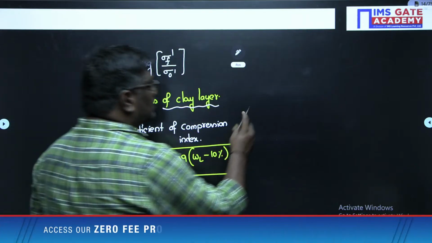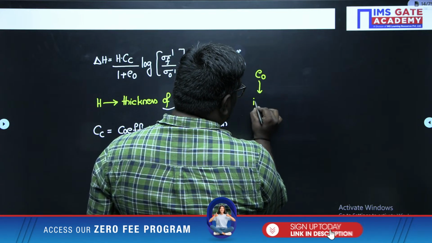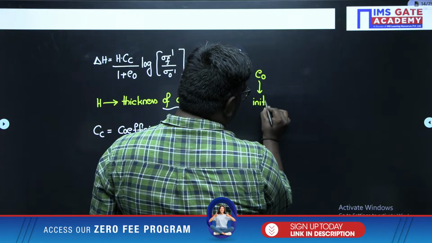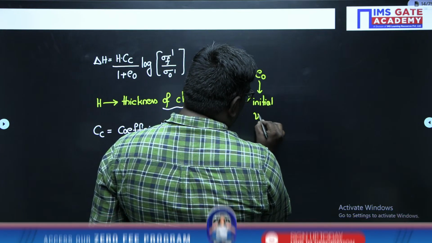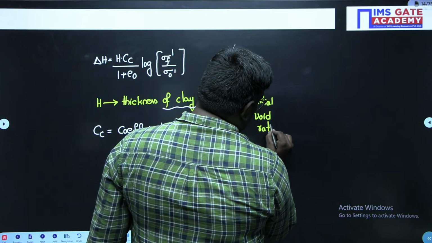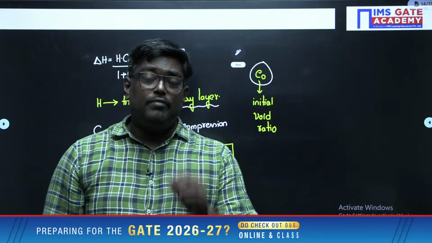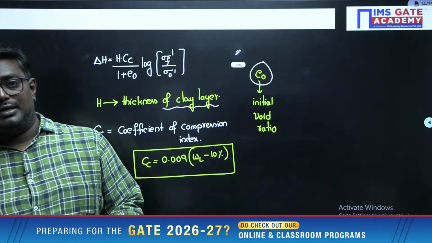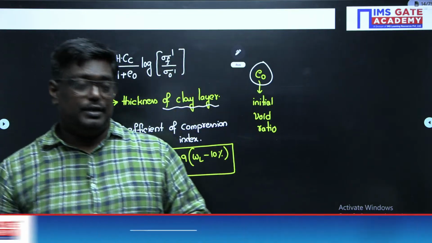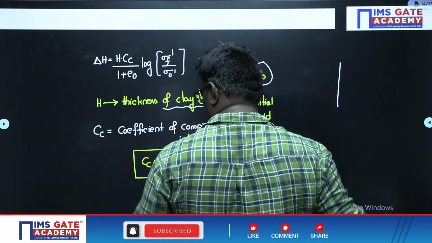And what is E naught, sir? E naught is nothing but the initial void ratio. Again, in finding this E naught, my dear students, if you are not aware of the properties of soil topics, then it will be a difficult case. Now let us understand how we calculate the effective stress here.